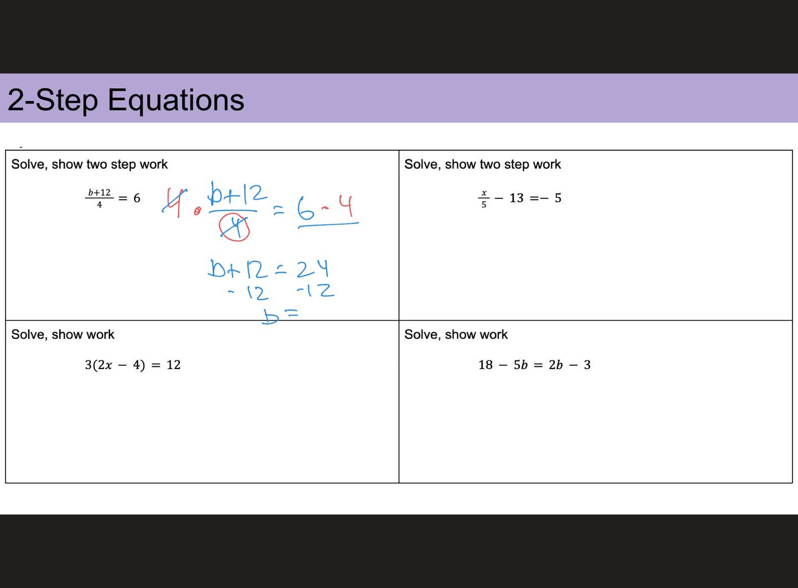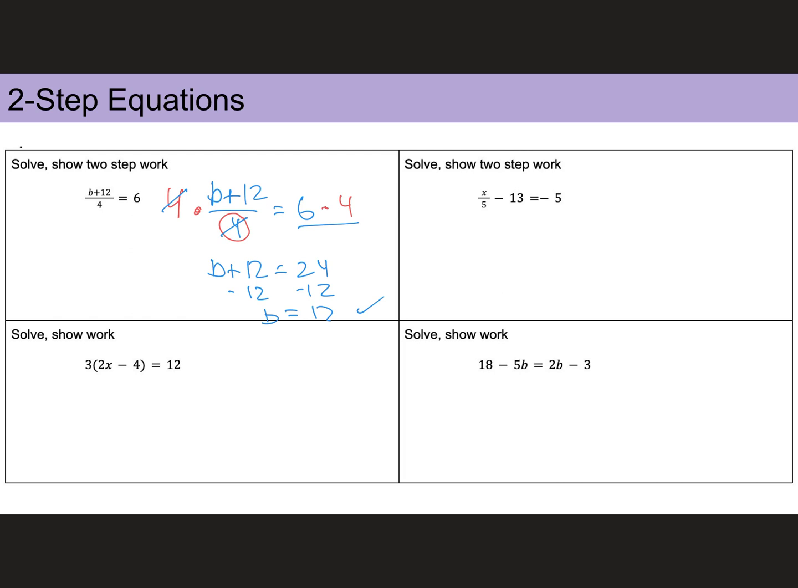B equals 12. Done. For the next one, you have 2 options really. You can multiply by 5 first if you would like, but if you multiply by 5, you have to make sure to multiply the negative 13 by 5 as well. I don't like that way.